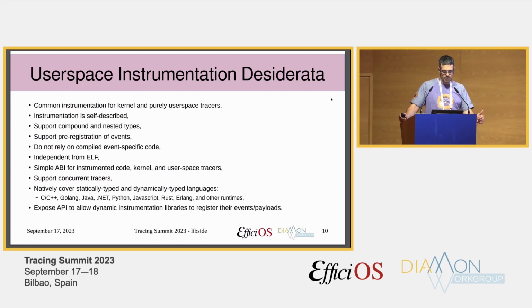So support for pre-registration of events, for overhead limitation, of course. To not rely on compiled event-specific code, something that is generic, independent from ELF, which goes with natively covering statically typed and dynamically typed languages. To have a stable ABI for instrumented code, kernel and user space tracer. To support concurrent tracers and to expose an API that allows dynamic instrumentation libraries to register their events and payload.